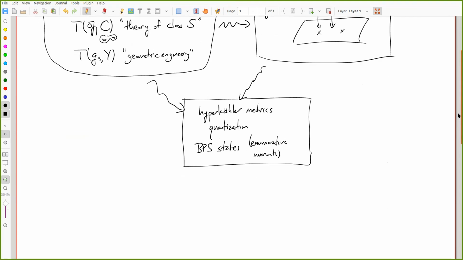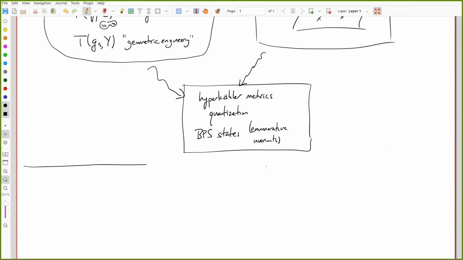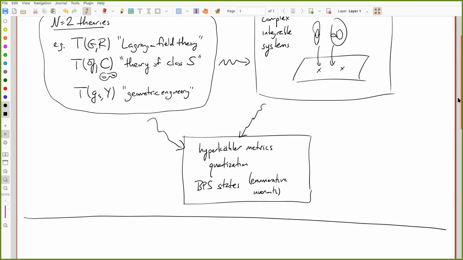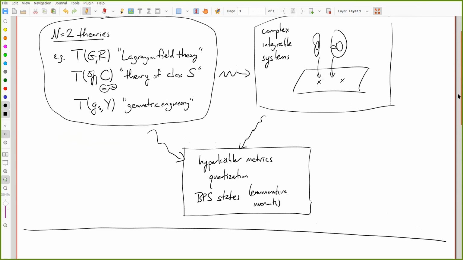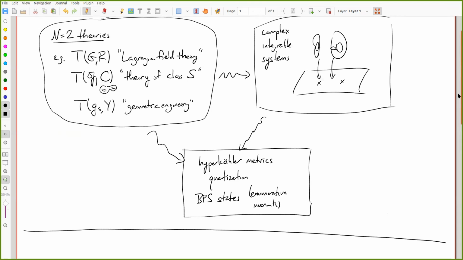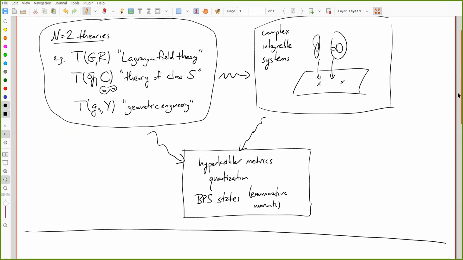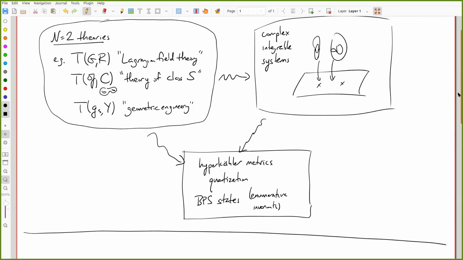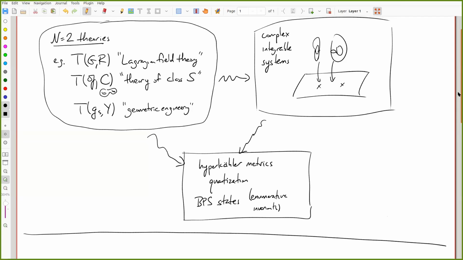Okay, so that's what we're going to do. But I feel like I have to start out a little more concrete maybe. So I want to start by giving you some indication of why, as mathematicians, because I guess at least some of you are mathematicians, you might be led to care about N=2 supersymmetric field theories.